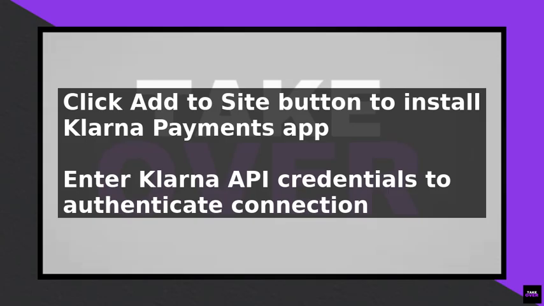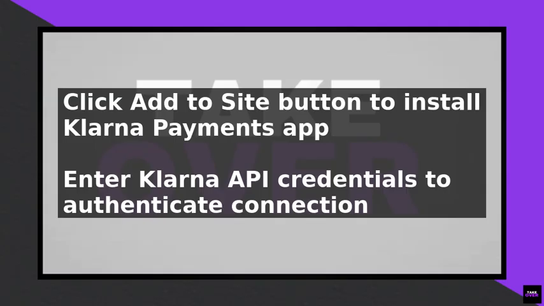Enter your Klarna API credentials, including your API key and API secret, to authenticate the connection. These credentials can be found in your Klarna account dashboard under the API Keys section. After entering your API credentials, click on the Connect button to establish the connection between Klarna and Wix.